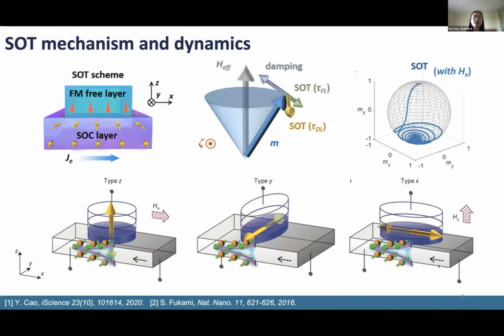The previous few talks have already detailed the SOT MRAM and its mechanism, so I will not mention too much here, but I will emphasize a few things that are closely related to my talk today. The bottom figures show the three types of SOT configurations, type X, Y, and Z, which are defined by the magnetic anisotropy of the free layer. Among them, type X and Z need an external field to break the symmetry to achieve deterministic switching in a conventional SOT.